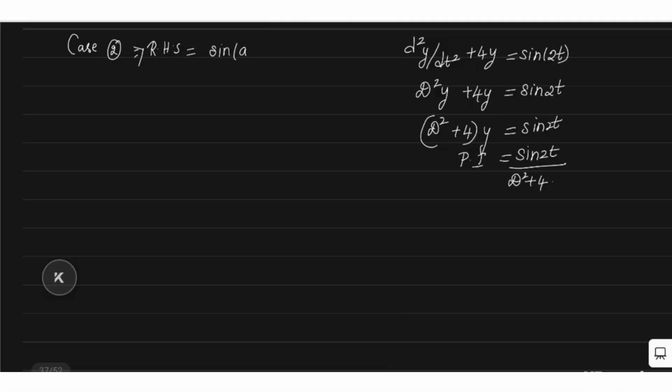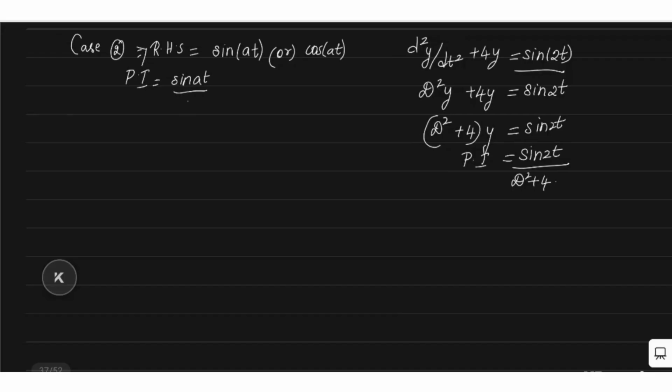Now case 2, where you have your right hand side as a function of sine. It will be of the form sine at or cos of at. When you have your right hand side as a function of sine or cos, how do you write the particular integral? The general form is sine at, but here the substitution would be done for D square. For an exponential, the substitution was done for D, right? So here it will be a function of D square.